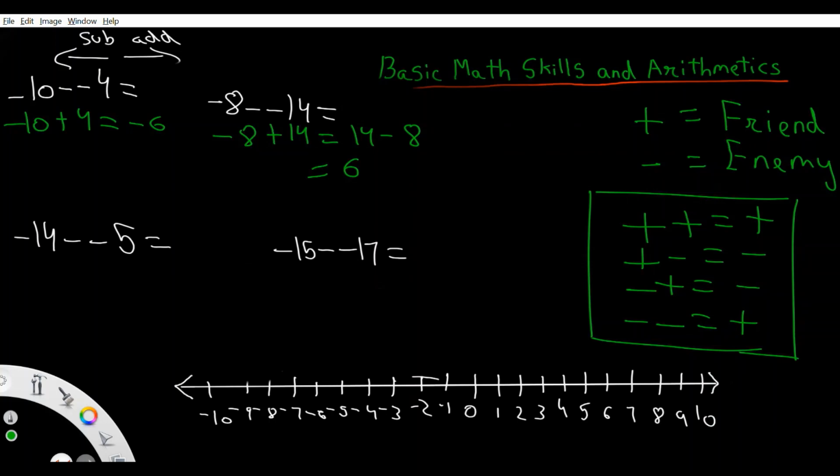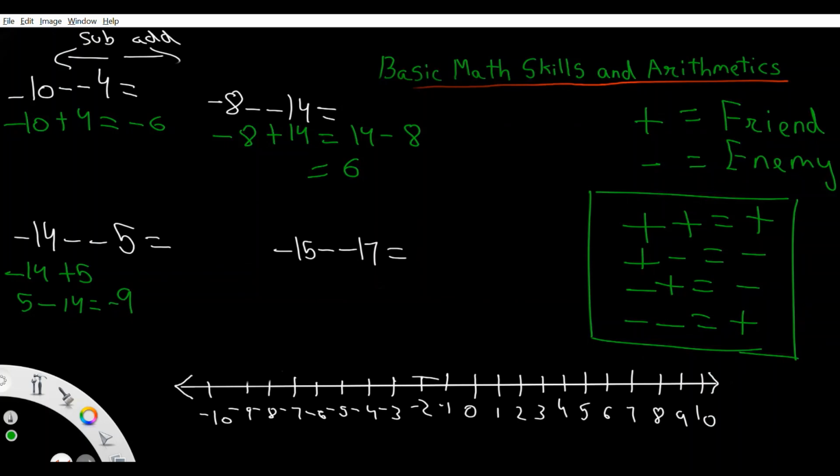Negative 14 take away negative 5 is the same thing as negative 14 plus 5. And when you reorder it, you get 5 take away 14, which is the same thing as 9. And it's negative 14, which is a larger value, so it's a negative 9.